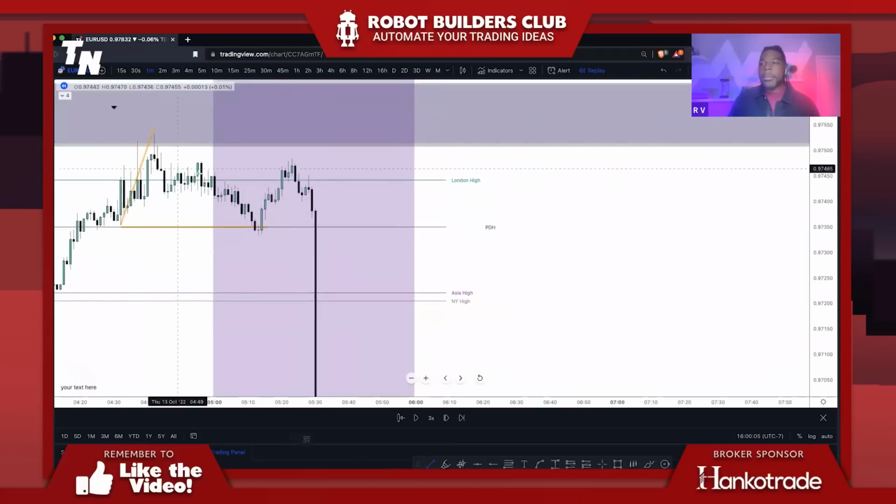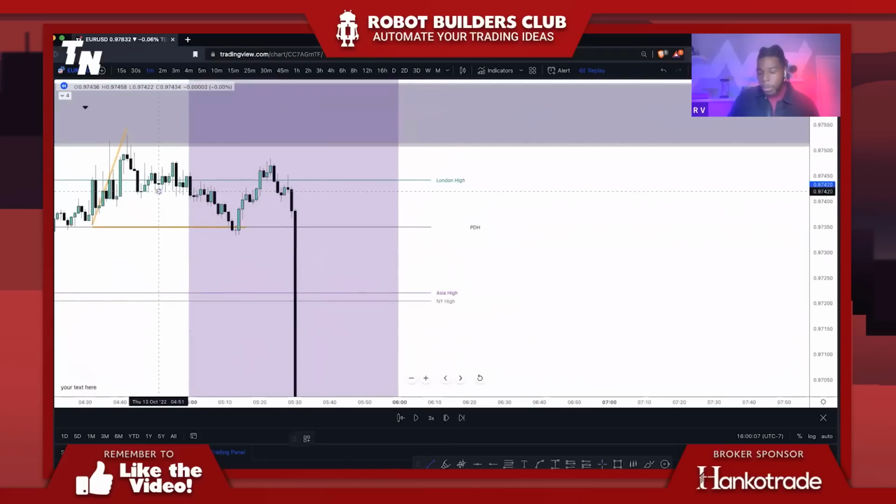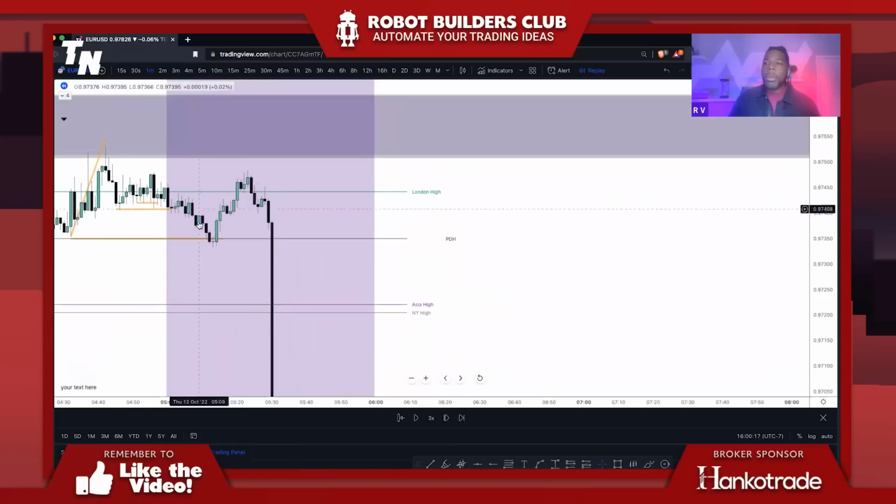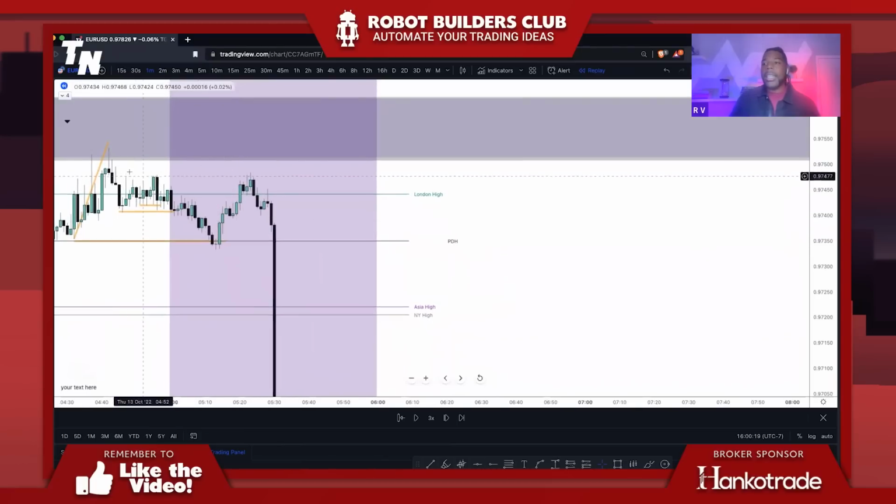But for me, if we break a low here and another low here, that's two consecutive short-term lows broken at a significant level. So now all I want to see is a return to impulse, which would be a return to the order block that created the move.